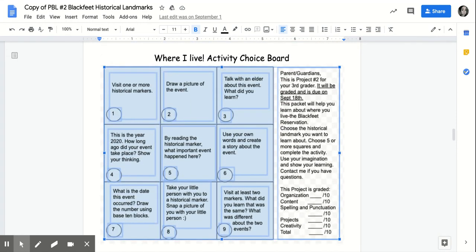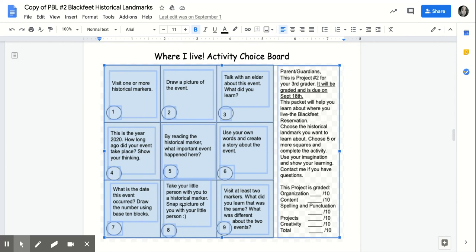So remember, you do not have to do all 9 of these. You can pick and choose which ones you do as long as you do at least 5 of them. I hope that makes sense. If you guys have any more questions, please let me know.